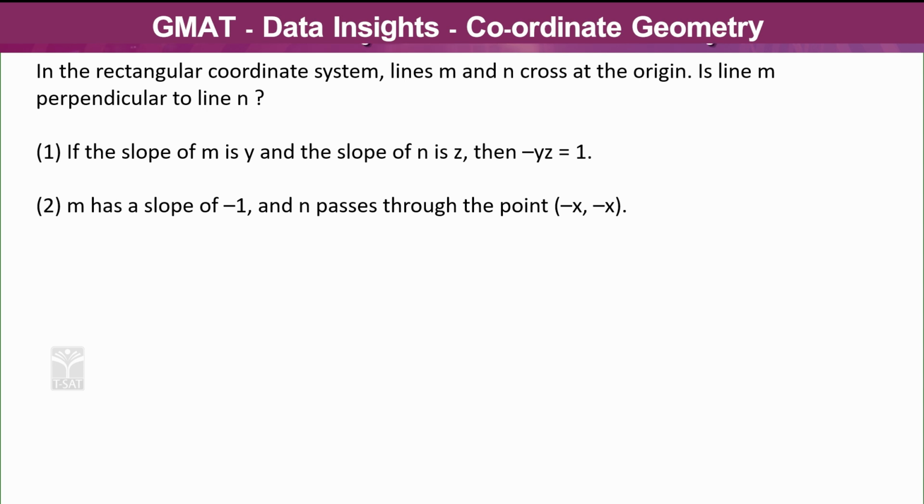In the rectangular coordinate system, lines M and N cross at the origin. Is line M perpendicular to line N? Okay. There are two lines which cross, they are asking if it is perpendicular. First statement says that the slope of line M is y, and the slope of line N is z, and yz = -1, and this satisfies the condition for which two lines will be perpendicular. Their slopes, product of their slopes is -1.